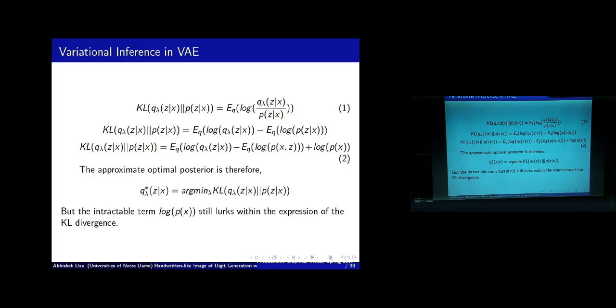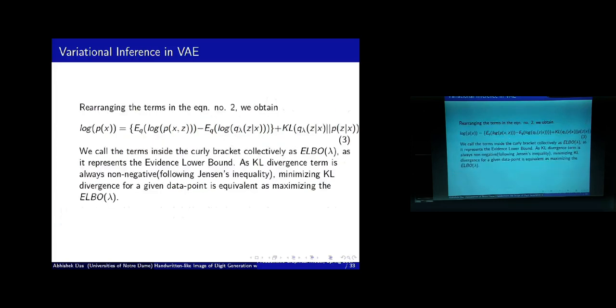To get the approximate optimal posterior, we minimize the KL divergence with respect to lambda to get the optimized Q lambda. But the intractable term log of P of X still lurks within the expression of the KL divergence, and that term is computationally expensive, so we want to remove it. That's why we flip sides and express log of P of X as a subtracted form of two expectation values plus the KL divergence. Now we know that KL divergence is always non-negative.